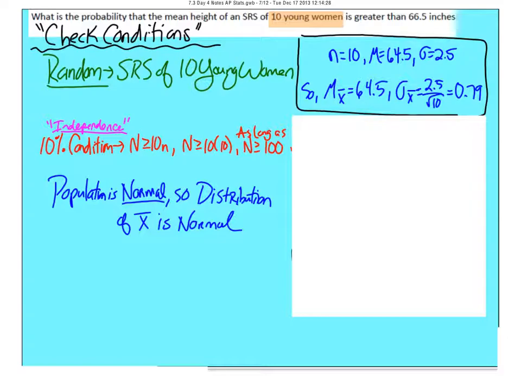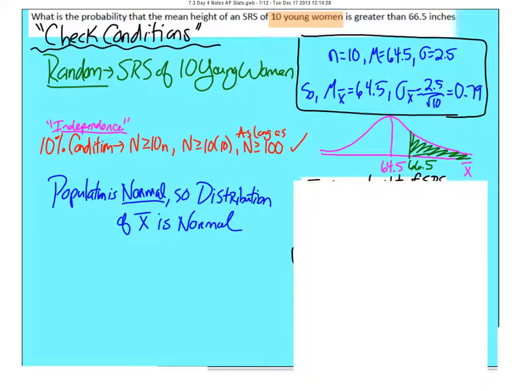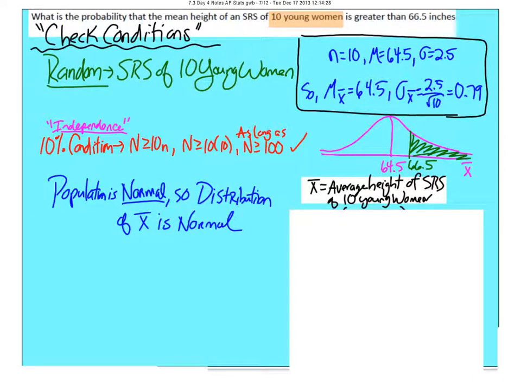Now, if I wanted to see a graph of this, like I did in Chapter 2, I can do a quick sketch. Do notice the mean is just this right here. We want to know the probability that it's greater than 66.5, so this type of tail on the right-hand side. Now, this problem is different in that my variable isn't just x anymore. My variable is actually x bar. X bar is the average height of the SRS of 10 young women. Remember, they took a sample of 10 and they computed the mean. So the sample was 10 different x values, but then they took those 10 different x values and computed the mean, so they got an x bar. So that's why we call it x bar.